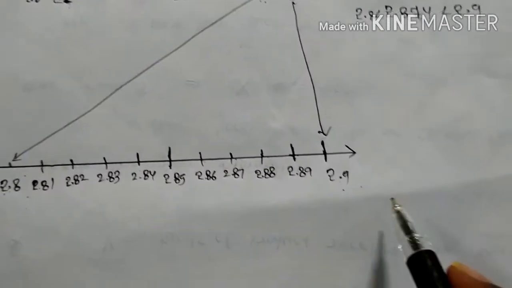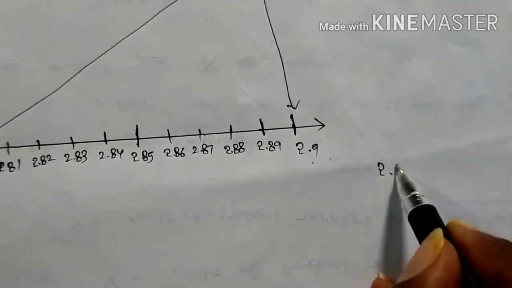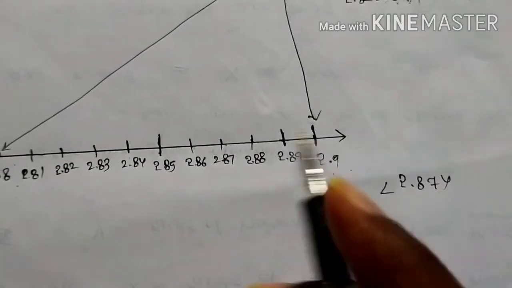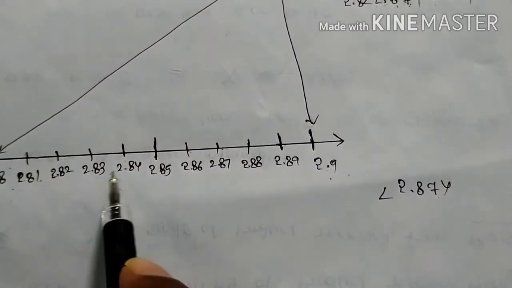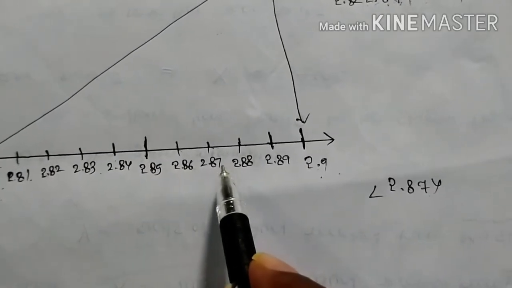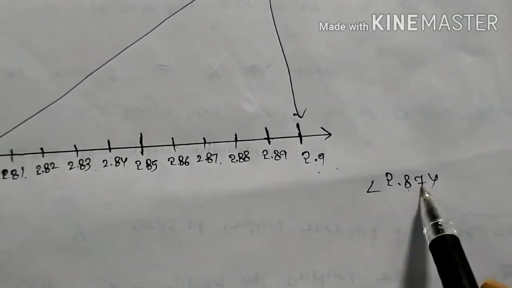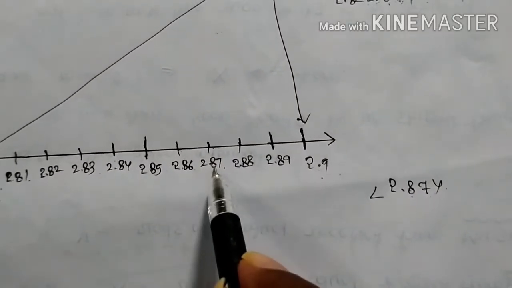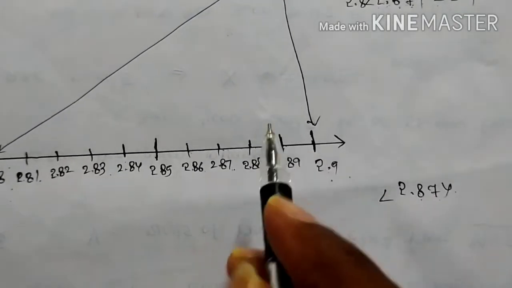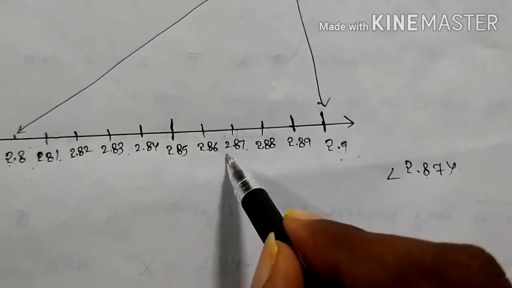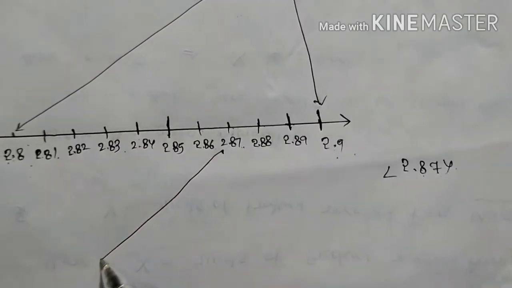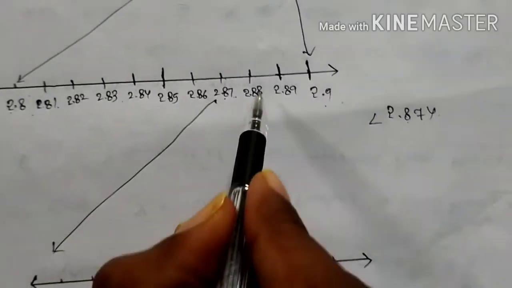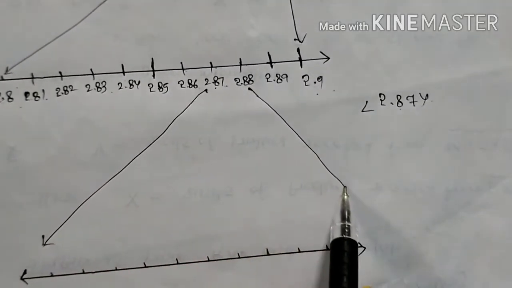Once you see your given number 2.874, observe that it lies between 2.87 and 2.88, or not? Yes. So once again you can divide this portion of 2.87 and 2.88 into 10 equal parts.